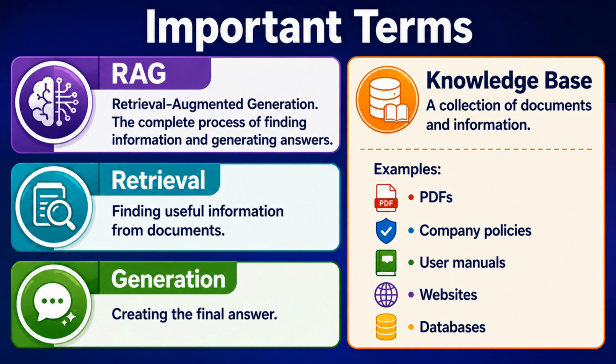Now we will see important terms. RAG, Retrieval Augmented Generation, the complete process of finding information and generating answers. Retrieval, finding useful information from documents. Generation, creating the final answer. Knowledge base, a collection of documents and information. For example, PDFs, company policies, user manuals, websites, and databases.